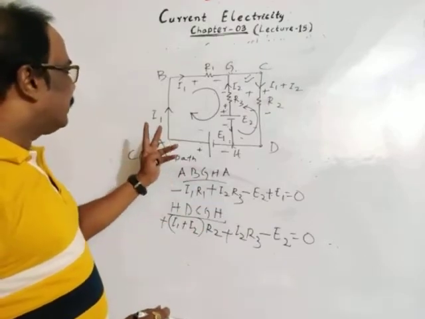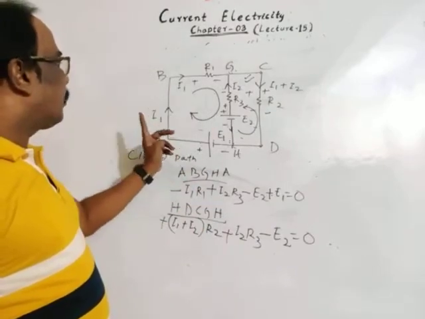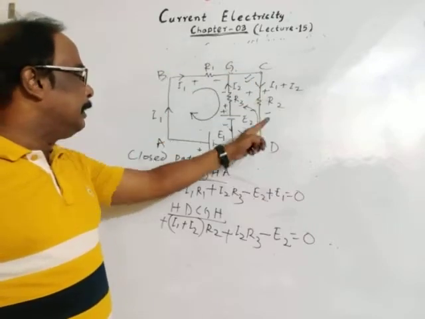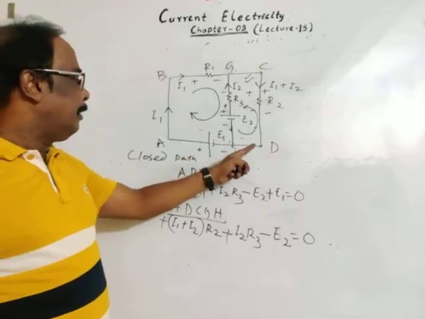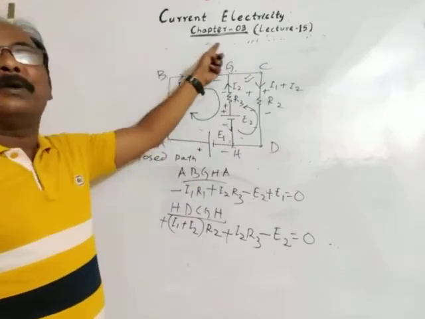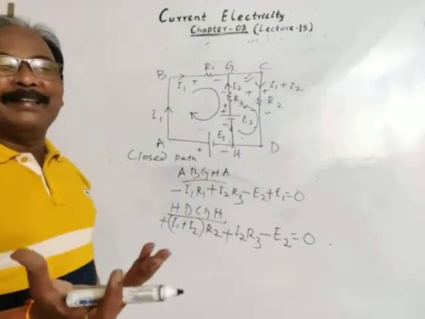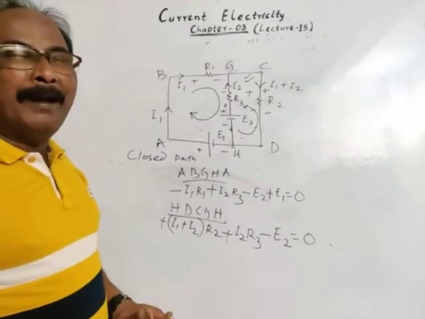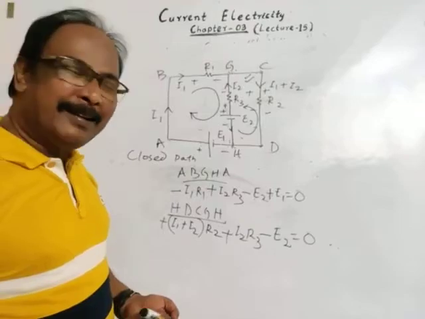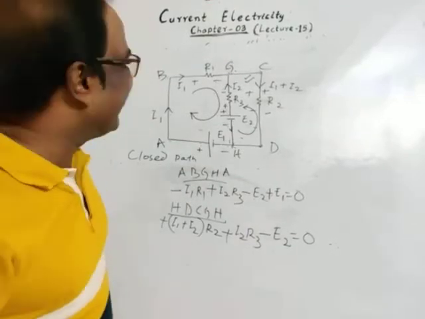Of course, if you take clockwise order, A, B, G, C, D, H, A, this is also a closed path. You may apply the similar method. Okay. Very simple, but can be applied to solve complex circuits. Let's start new methods.